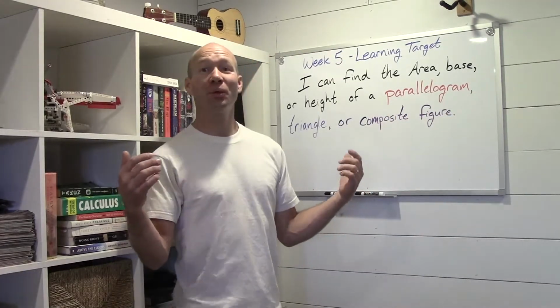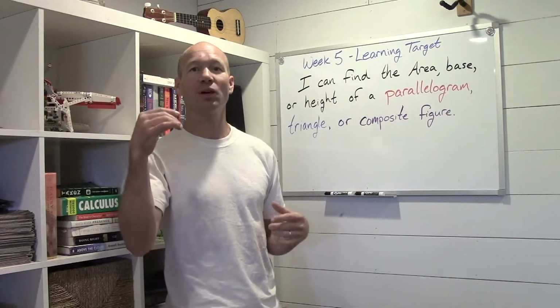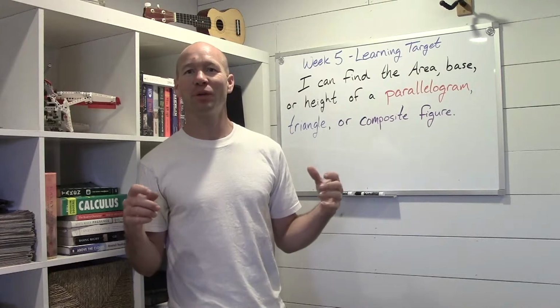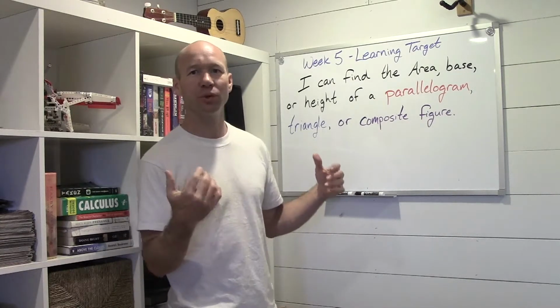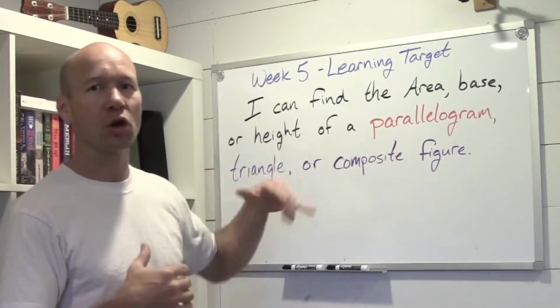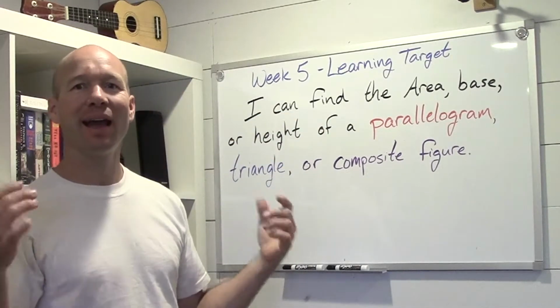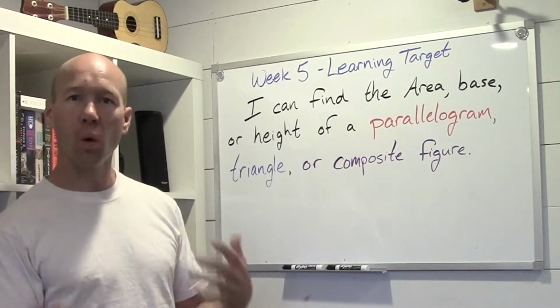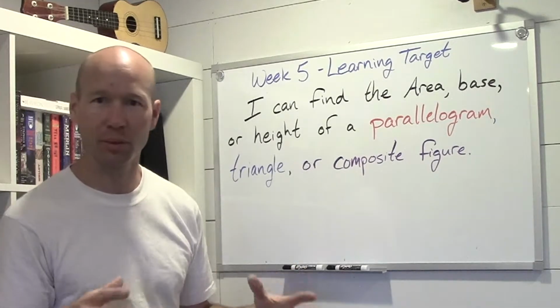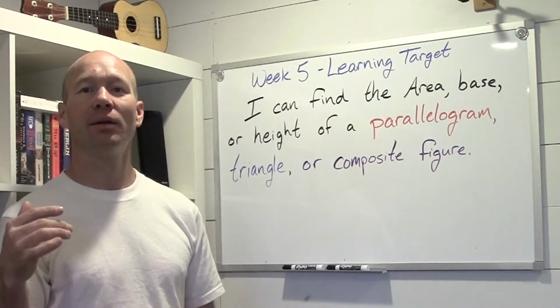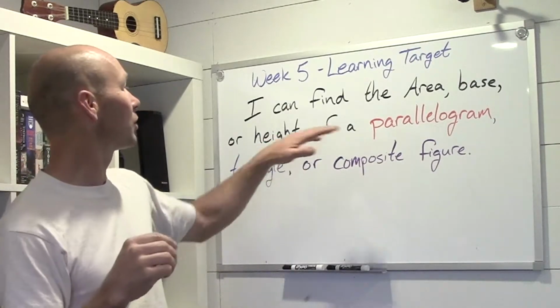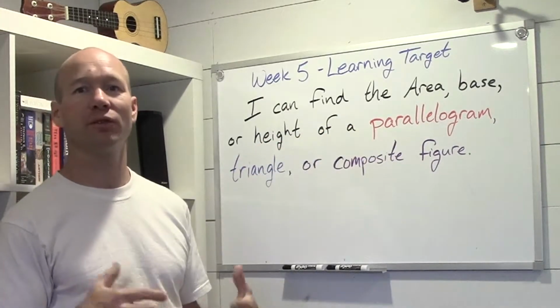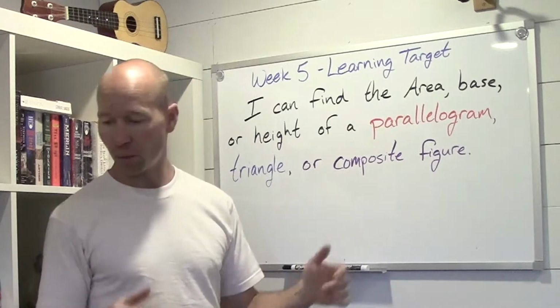Welcome to our 5th week at Washington Middle School. We're done with equations and we are moving on to geometry. So this week, our learning target is this. We can find the area, the base, or the height. So one of those things, if we're missing one of them, on a parallelogram, a triangle, or a composite figure. So we're going to be working on that all week.